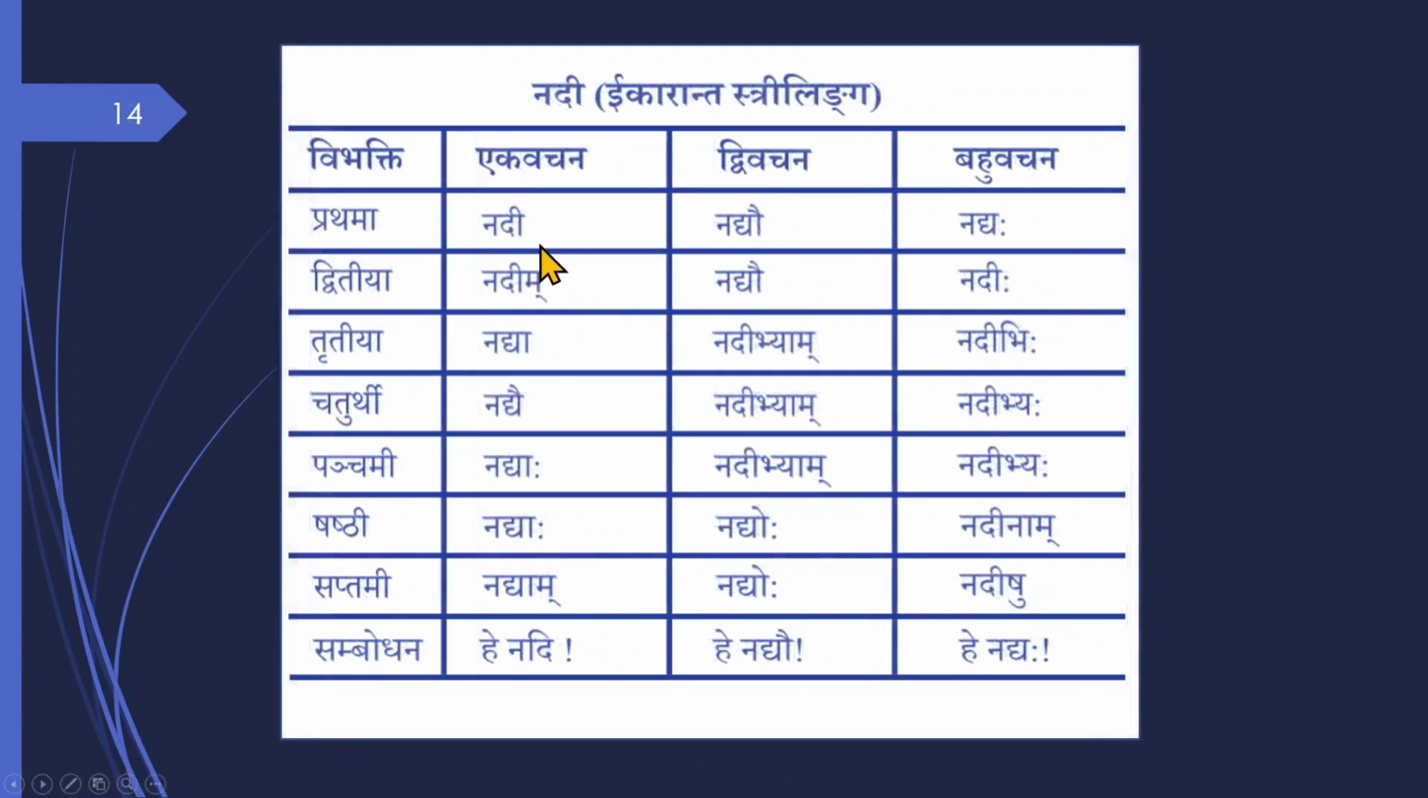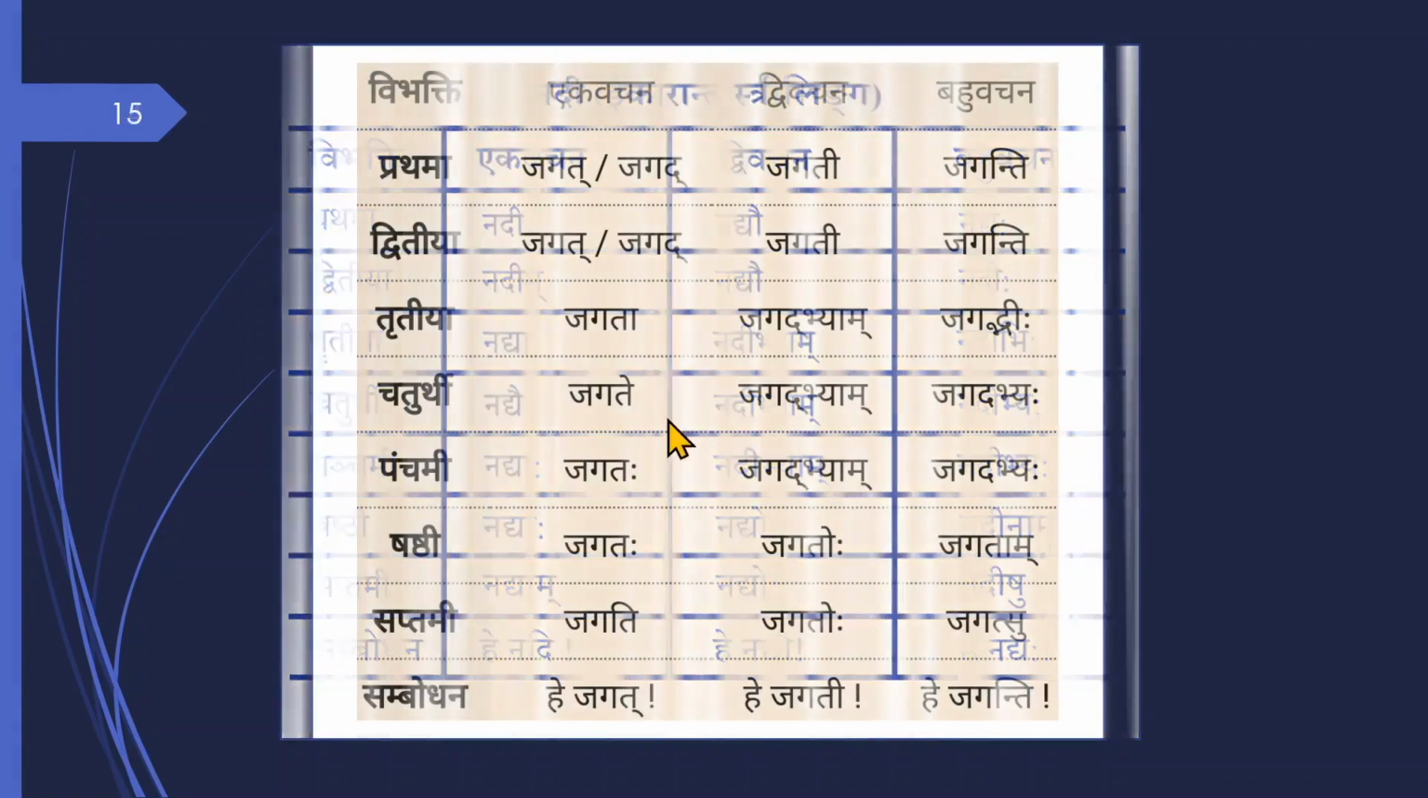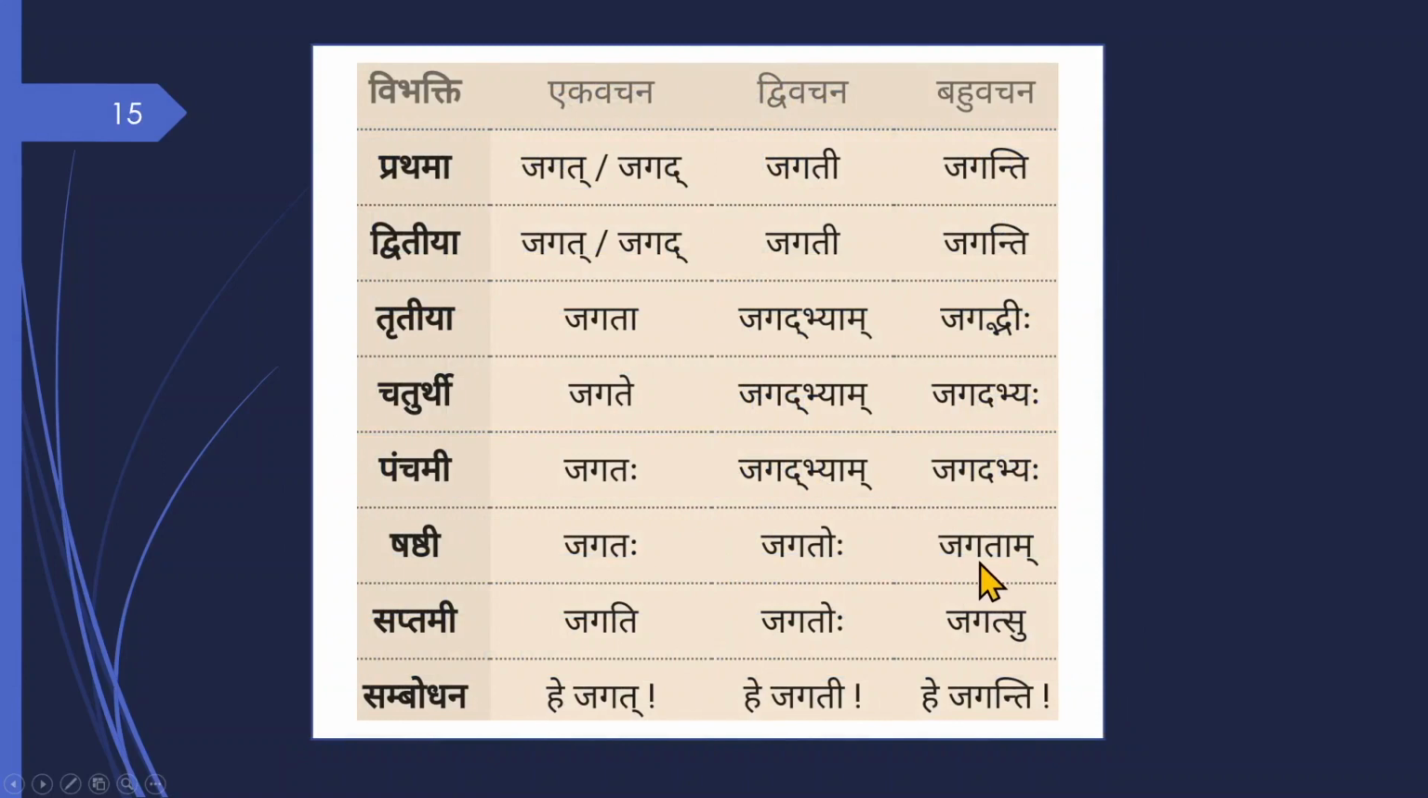Next, Nadi is like this. Nadi, Nadyau, Nadyah, Nadim, Nadyau, Nadibhih, Nadya, Nadibhyam, Nadibhih, Nadyai, Nadibhyah, Nadyah, Nadyoh, Nadinam, Nadyam, Nadishu, He Nadi, He Nadyau, He Nadyah. And Jagat Shabda you can read as shown here, for Napumsakalinga.